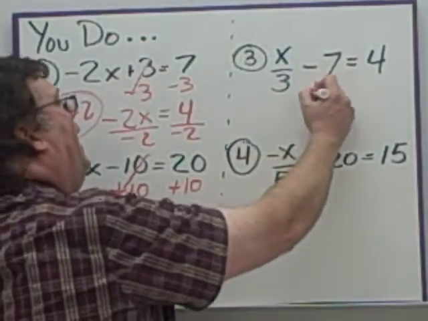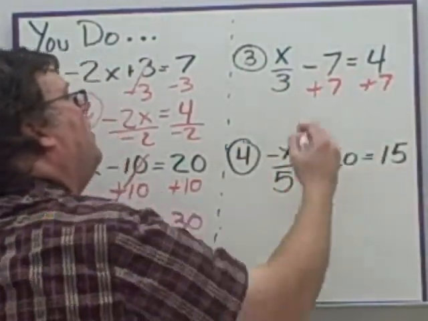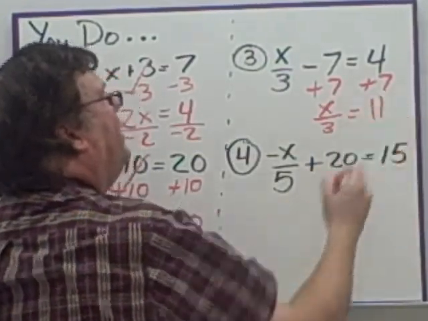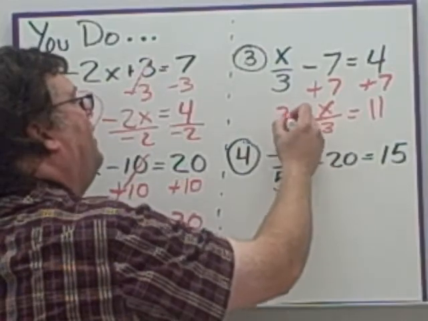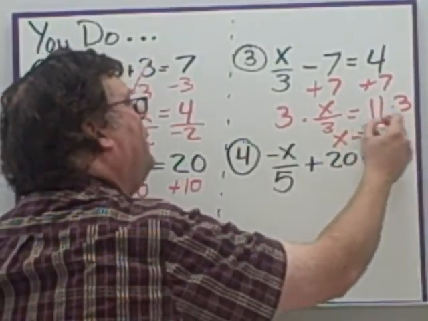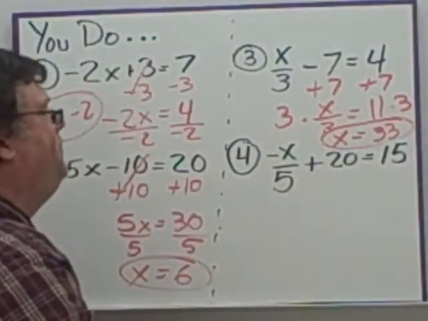Over here, add 7 to both sides. X over 3 is then going to be equal to 11. Then I need to multiply by 3, which gives me x is equal to 33 is my answer there.